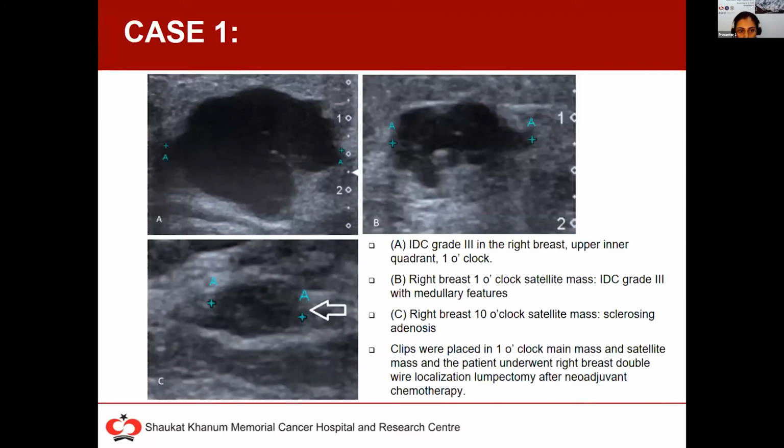These are images from one of the patients in which figure A shows the main malignant mass in the right breast upper inner quadrant 1 o'clock, which is IDC grade 3. This is a satellite mass at 1 o'clock, which is irregular, hypoechoic, and it was sonographically classified as malignant, and it turned out IDC grade 2. This is another satellite mass at 10 o'clock, which is parallel, hypoechoic, and circumscribed. It is sonographically classified as benign, and it turned out sclerosing adenosis. So in this case, the histopathology and ultrasound features were concordant, and the patient underwent breast conservation treatment.